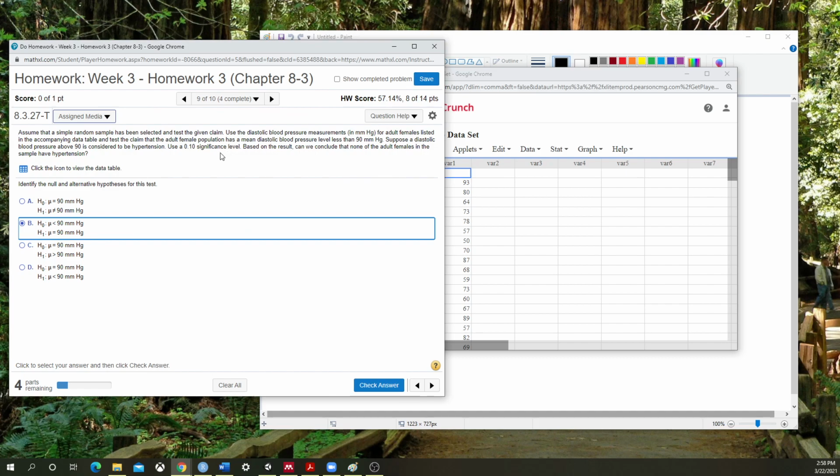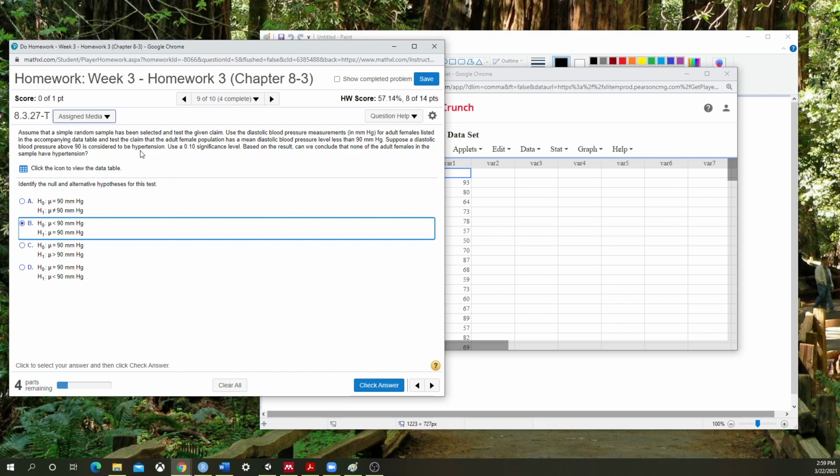I'm going to determine what my alternative hypothesis is. I know it's not this one because it doesn't have an equal sign for the null hypothesis. Assume that a simple random sample, and so on. Use the diastolic measurements for adult males, the same kind, and so on. Suppose the diastolic blood pressure test is considered to be hypertension.